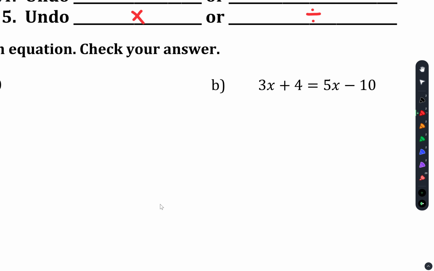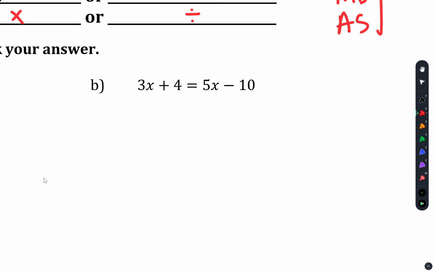Okay, let's see it happen again. In letter B, again, do I have anything to distribute? No. Do I have any like terms on the same side of the equal sign? No. So I move to step 3, which is to move my variables to one side. What side do we want to move them to? Doesn't matter. Somebody pick one. Let's move them to the right side.